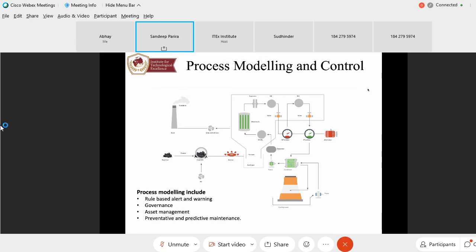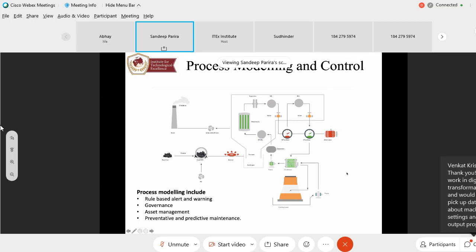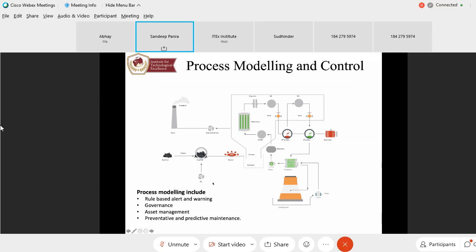It tells you where your cooling towers are, where the condenser is, where the pump is, how they interact with each other, how they behave, what the critical parameters are, and what sensor values you have to track. Someone who is very good at process designing can visually build their own process and give it rule-based alerts and warnings.